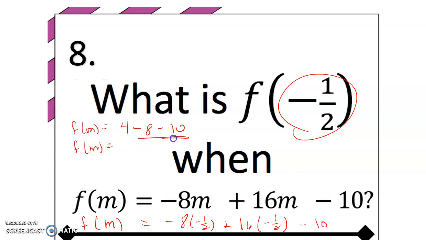Remember with integers, same sign, you add and keep the sign, so -8 and -10 makes -18 plus 4. Then different sign subtract, 18 minus 4 is 14, keep the sign of the larger number. So I get -14.